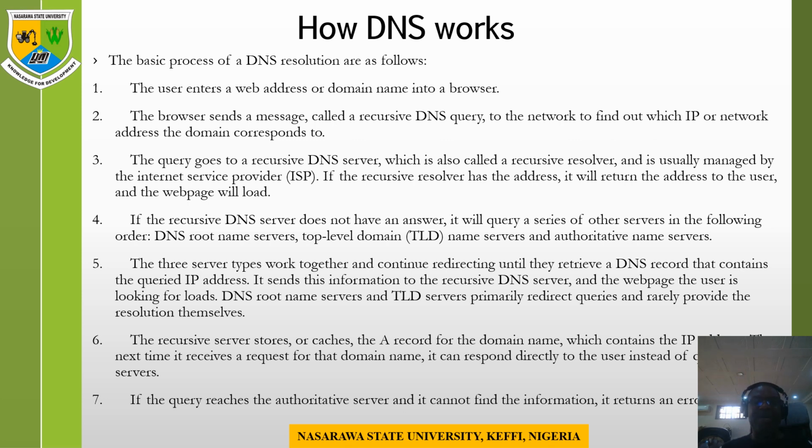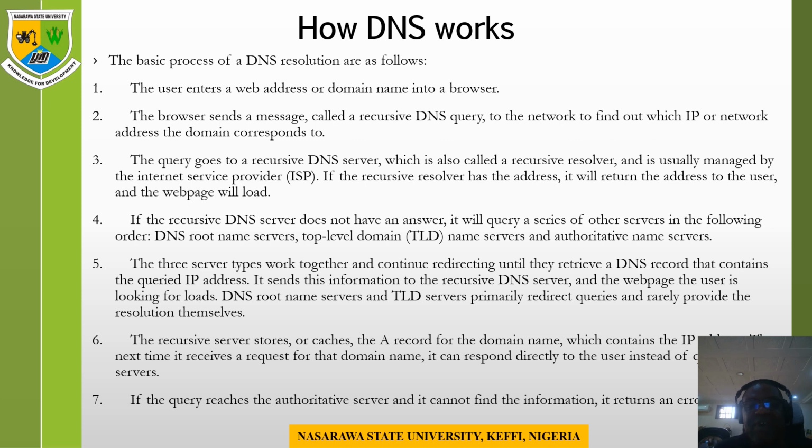The user enters a web address, www.somewebsite.com, or domain name into a browser. The browser sends a message called a recursive DNS query to the network to find out where the IP or network address that the domain corresponds to is. So it will go through different domain name registers and begin to look for the mapping of an IP address to that domain name. The query goes to a recursive DNS server, which means looking at a different server, also called the recursive resolver, and is usually managed by the internet service provider.